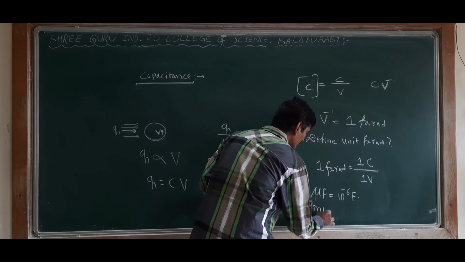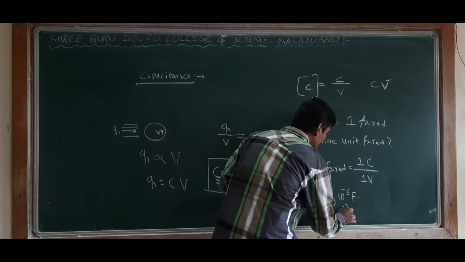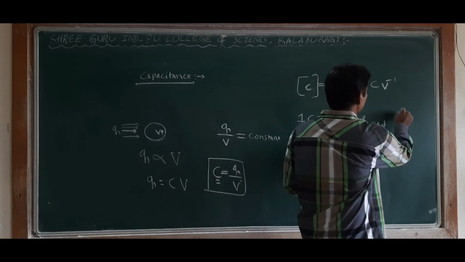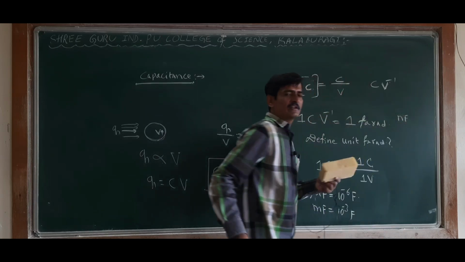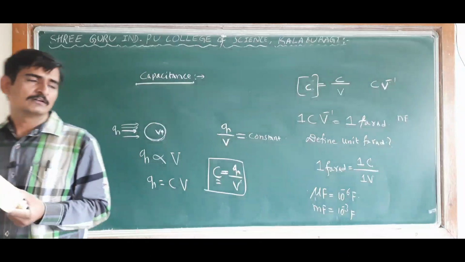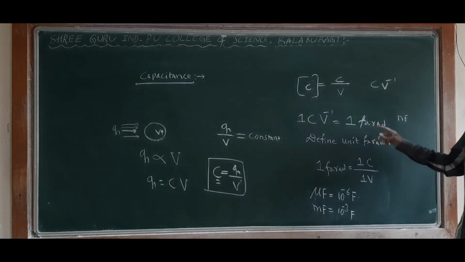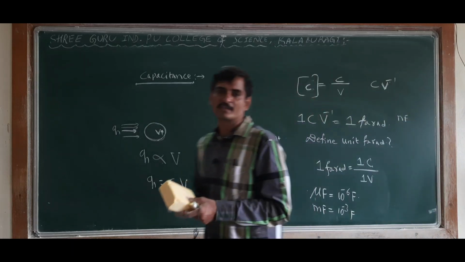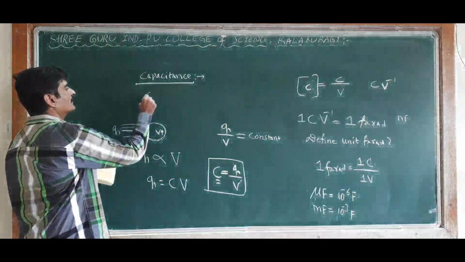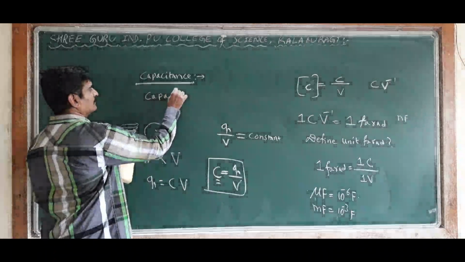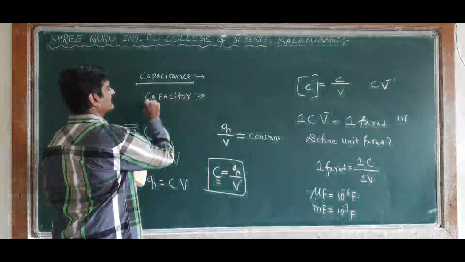And millifarad, that is 10 to the power minus 3 farad. And nanofarad. These are all different units we will be using to measure the capacitance of a conductor. Understood? Okay. So now let us understand the concept of a capacitor.